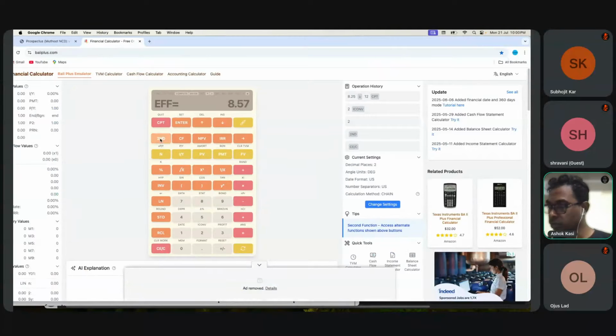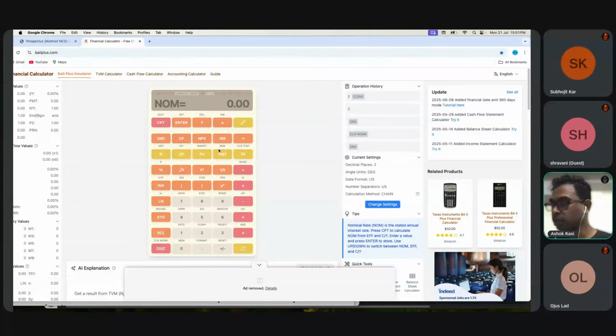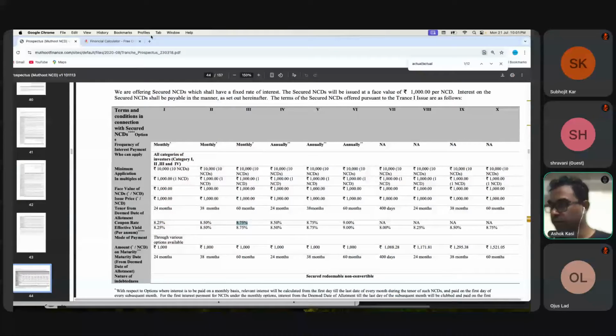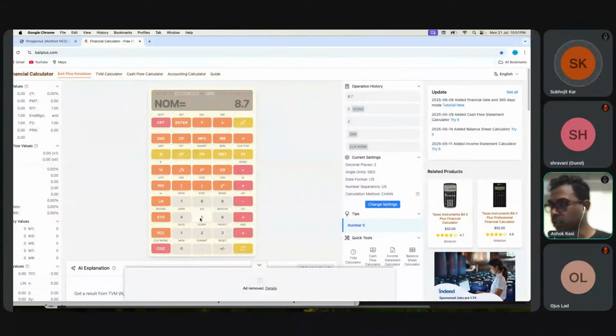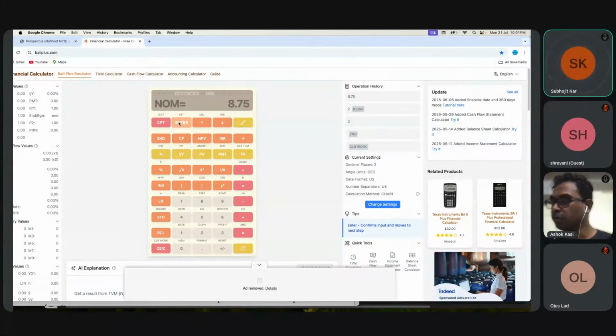I'll do second clear work. There is one problem in this calculator, I'll tell you now. See, I have cleared it. Second clear work. Norm is what? 8.75, correct? 8.75. The C/Y remains the same. Yes, clear. Correct, this is norm. Enter. Okay, downward arrow. Effective, I will calculate at the end. C/Y.